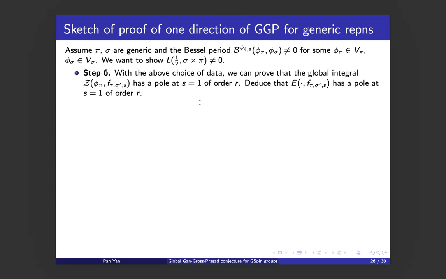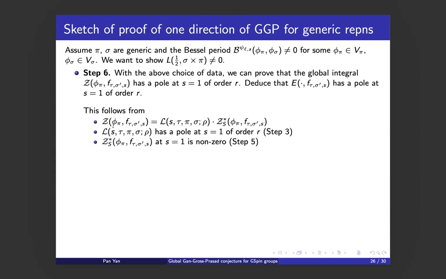And then step 6. So with the above choice of data, we can prove that the global integral has a pole at s equals 1 over order r. So with that information, then we can deduce that the pole comes from the poles of the Eisenstein series. We can deduce that the Eisenstein series has a pole at s equals 1 over order r.